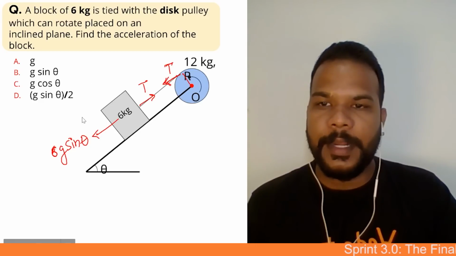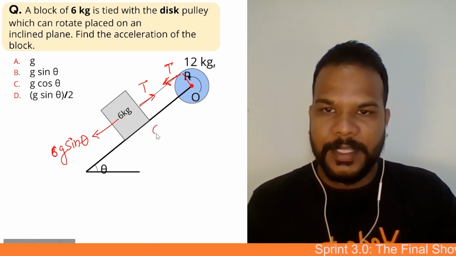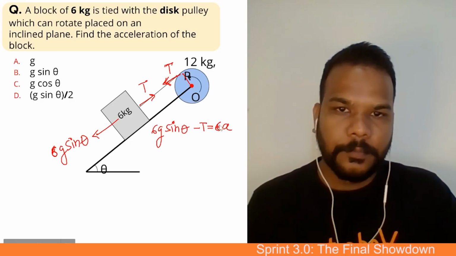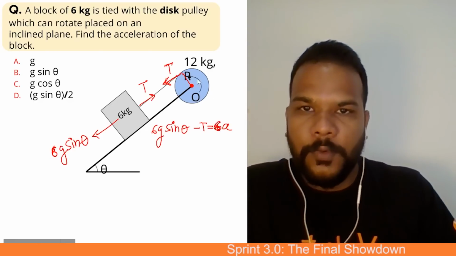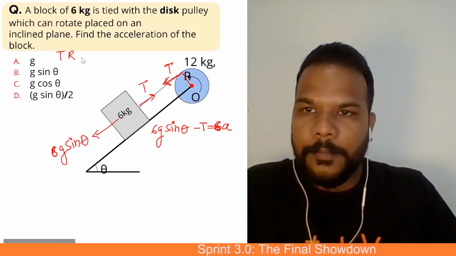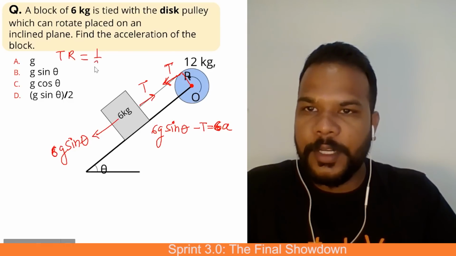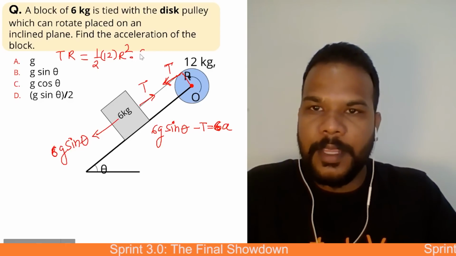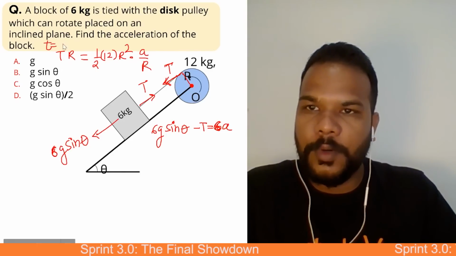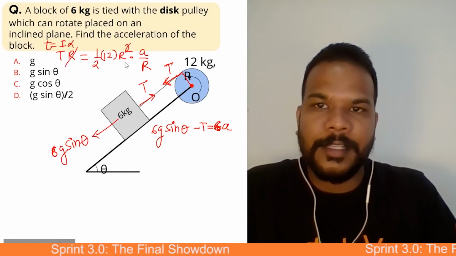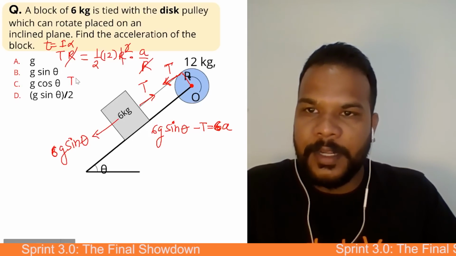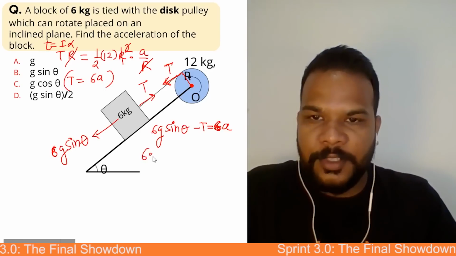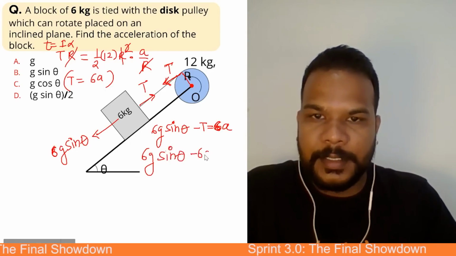Okay, so if we write the equation for the block, it will be 6g sin theta minus T equal to 6a. Okay, but if I write the equation of torque for the pulley, then the torque is T into R equal to I alpha. For the disc, the moment of inertia is half mR square, so 1/2 into 6 into R square into alpha, but alpha will be equal to a by R. Okay, so this is basically tau equal to I alpha that I am writing. So R cancels one R and the other R is cancelled by this R. So I have T equal to 6a. Let's put that T over here. So I have 6g sin theta minus 6a equal to 6a.